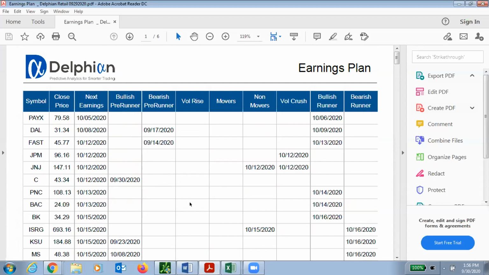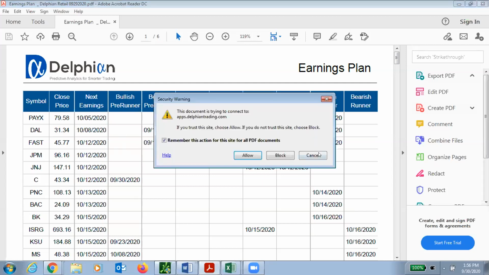Hey, Shawn? Yeah. When you're saying bullish pre-runners and you have a stock symbol there, how do you know what the win percent or profit is on that particular one?